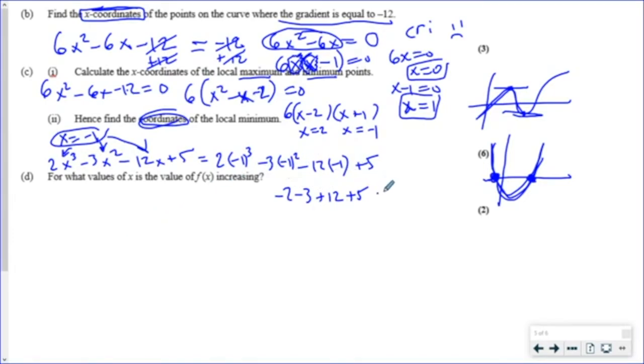So this is going to equal 12. So then I think I did the maths right. I don't know. So x equals negative 1, y equals 12. Coordinates. That's your answer.